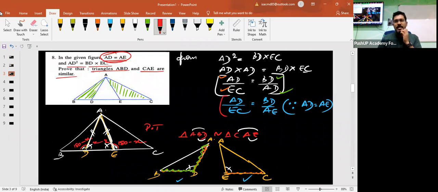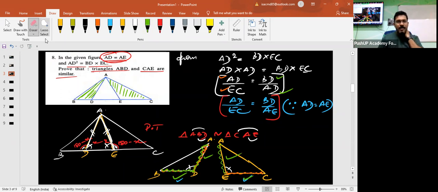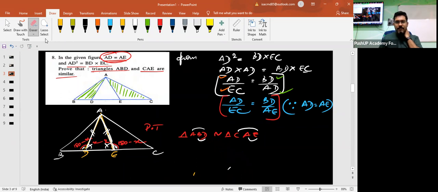So I'm getting AD upon EC is equal to what? BD upon AE. Where is AE? AE is over here. So I'll repeat. AD upon EC is equal to BD upon AE. Are we able to write it as a ratio of two corresponding sides in both the triangles? Yes, we are able to write it. Janice? Clear, no? Yes. No? I'll show you once again. Yes, sir. Yeah. See this.